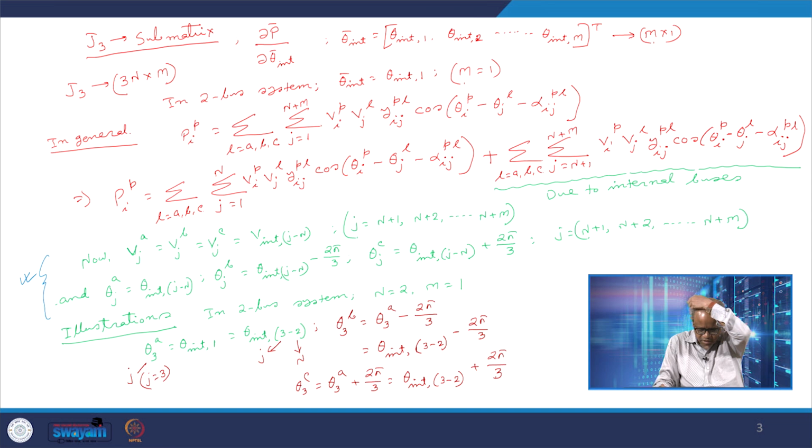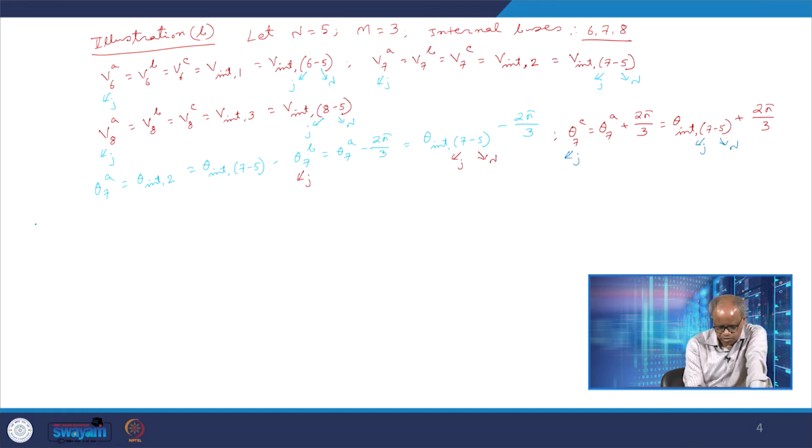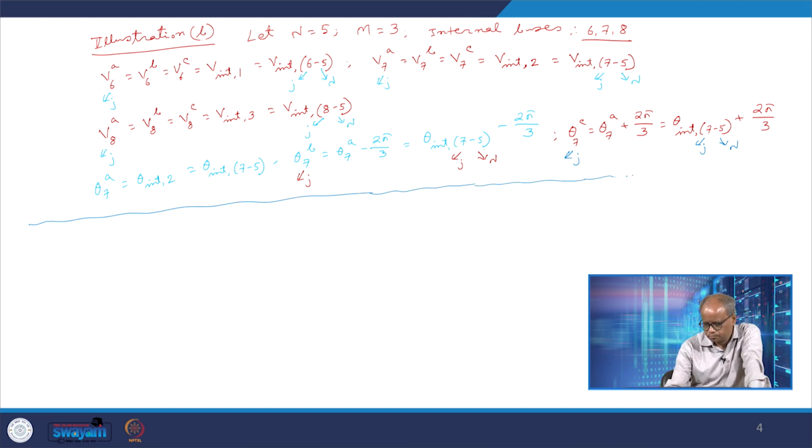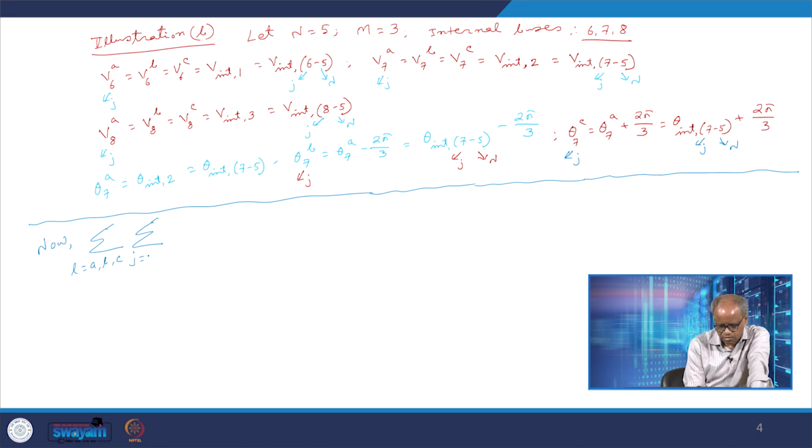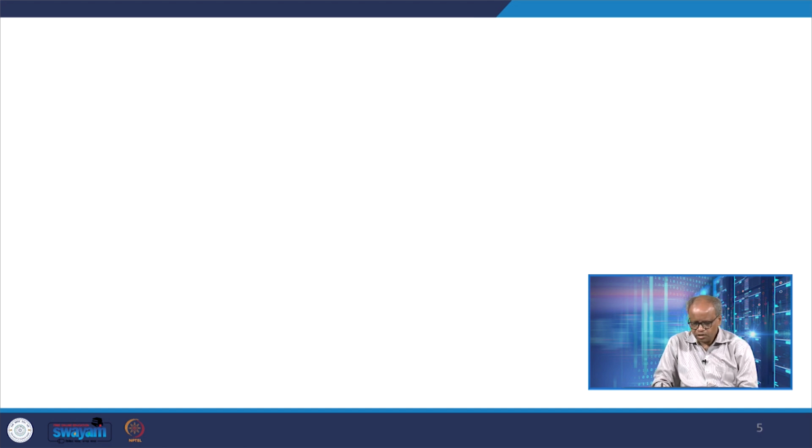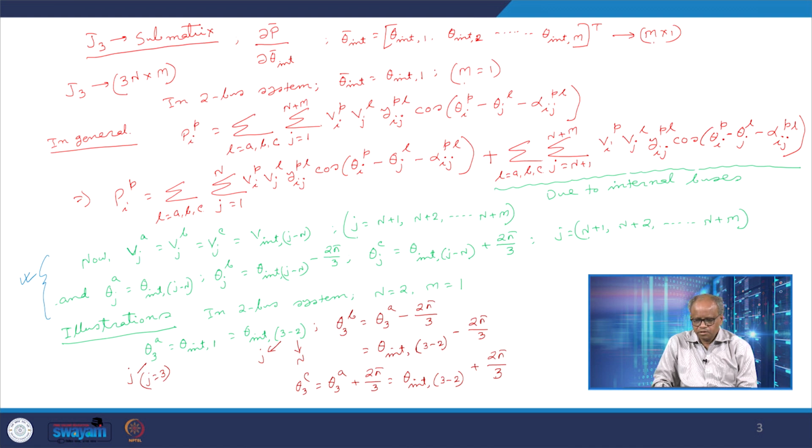Now if I use these notations, what do I get? L is equal to A, B, C, J is equal to n plus 1 to n plus m. Then it would be VIP, VJL, YIJPL, cosine of theta IP minus theta JL minus alpha IJPL. Right. So VIP, VJL, YIJPL cosine of theta IP minus theta JL minus alpha IJPL.